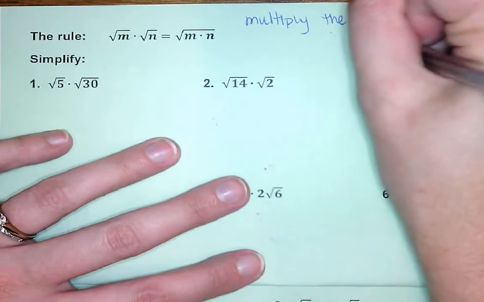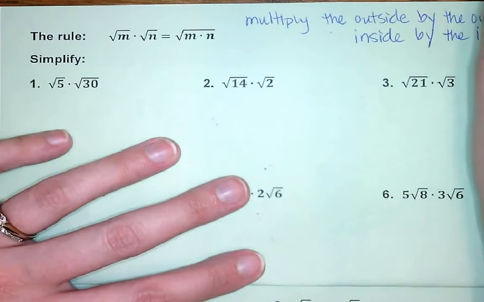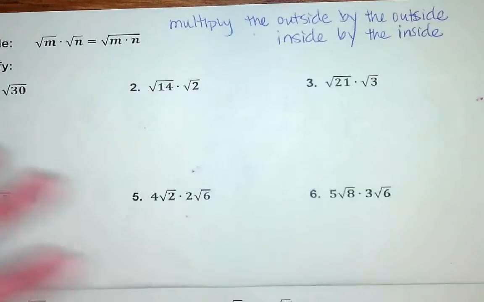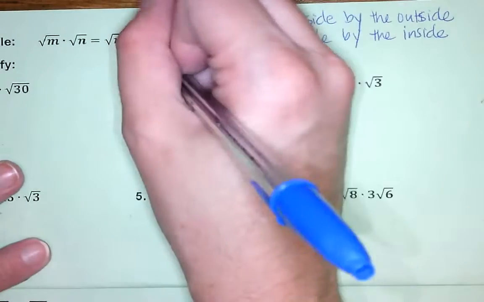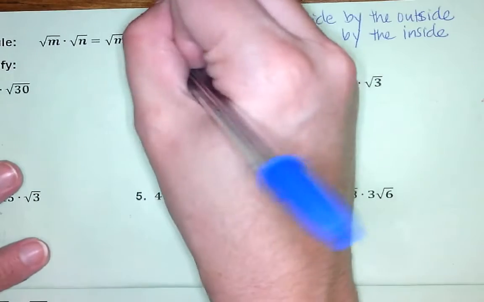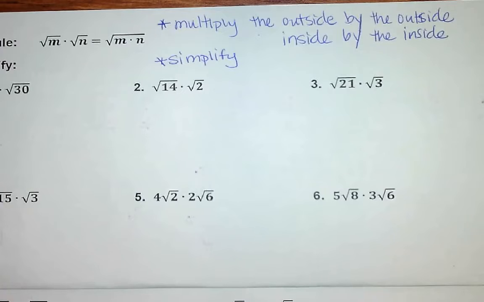And then once you've done your multiplication, so first you multiply the outside by the outside and the inside by the inside. Once you've done your multiplication, that is when you go ahead and you simplify. So guys, these are the rules that we are going to do. You multiply your outside by your outside and your inside by your inside.